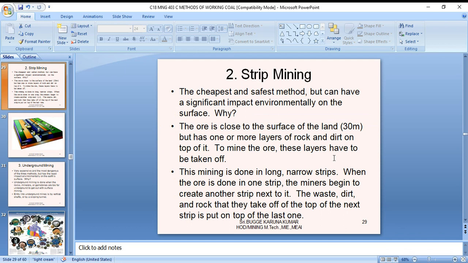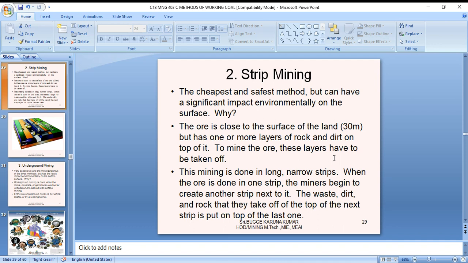It is the cheapest and fastest method, but can have a significant environmental impact on the surface. Of course, it is part of surface mining. The ore is close to the surface of the land, but has one or more layers of rock on top of it. To mine the ore, these layers have to be taken off. This mining is done along narrow strips.